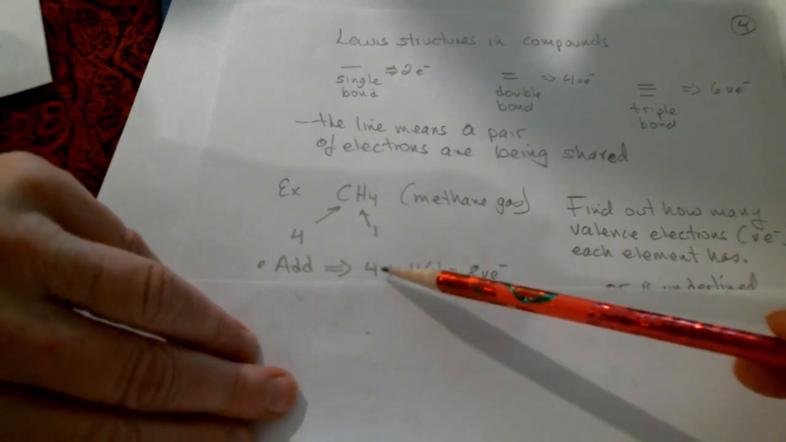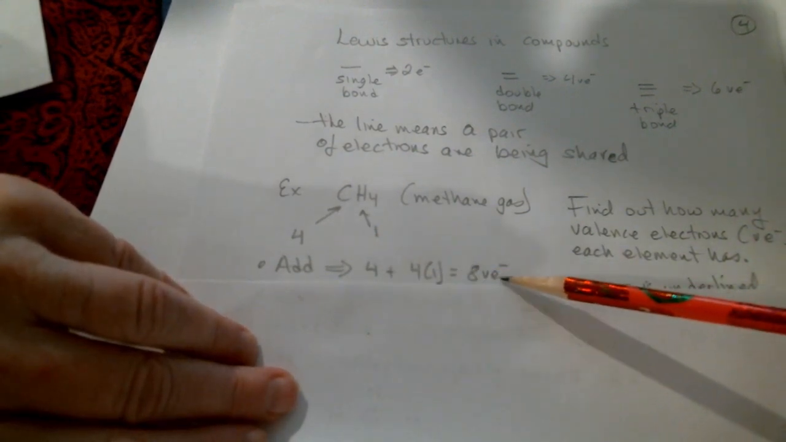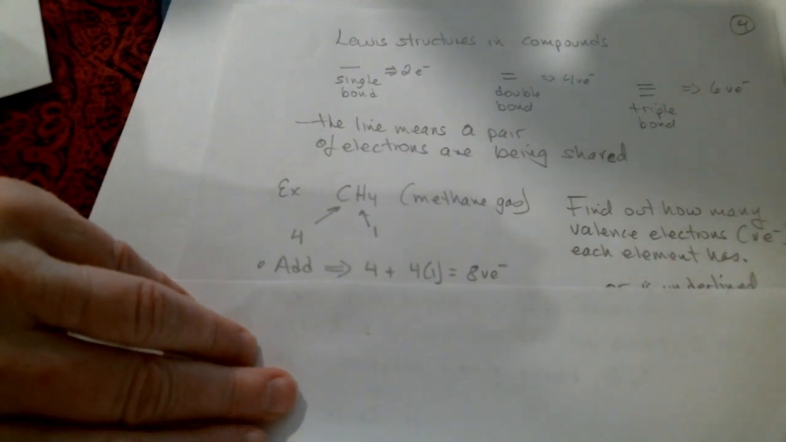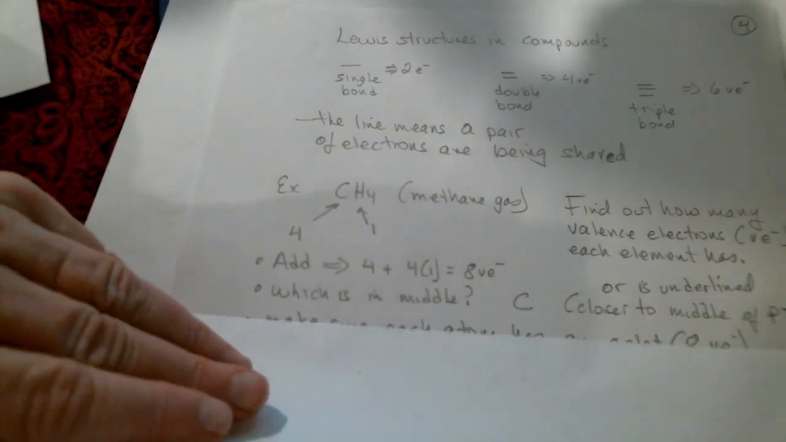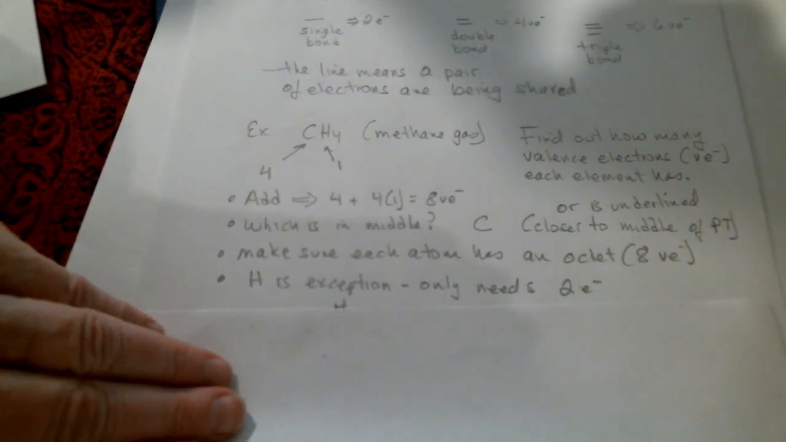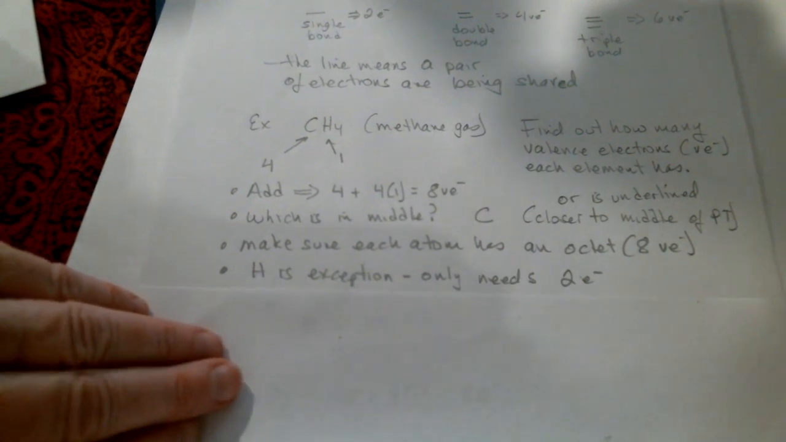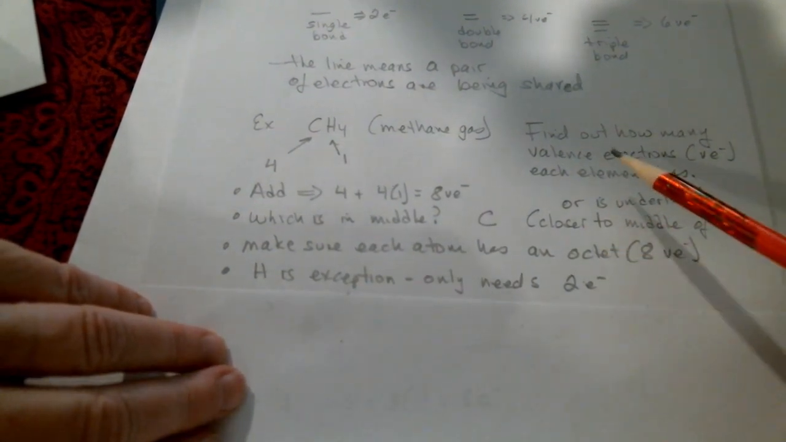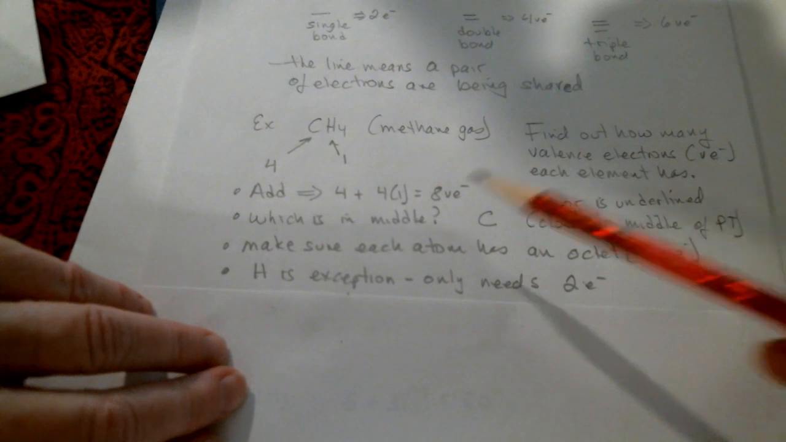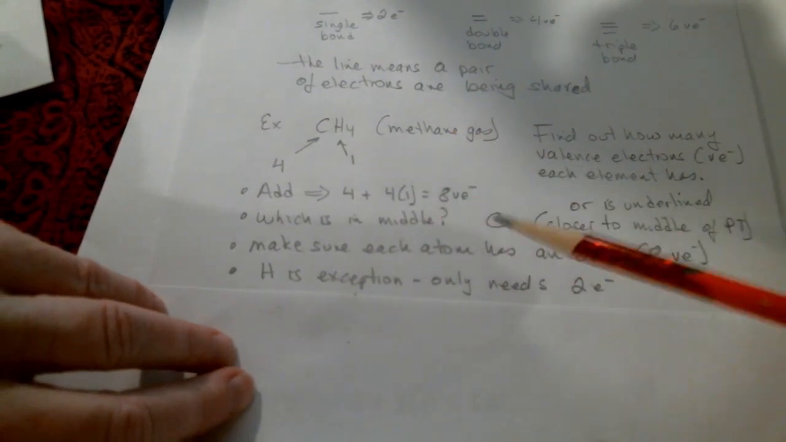So 4 from the carbon plus 4 times 1 from the hydrogens, so it gives me a total of 8 valence electrons. Okay, so let's pause here and get a few things down. After I've found out how many valence electrons total, we're going to see which one's in the middle. Is it the carbon or the hydrogen?